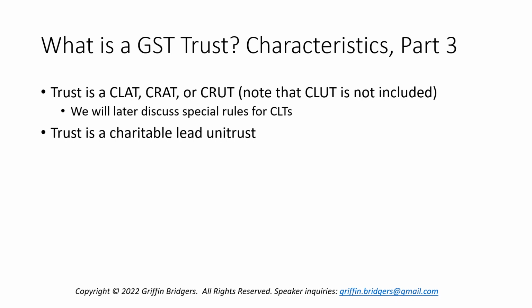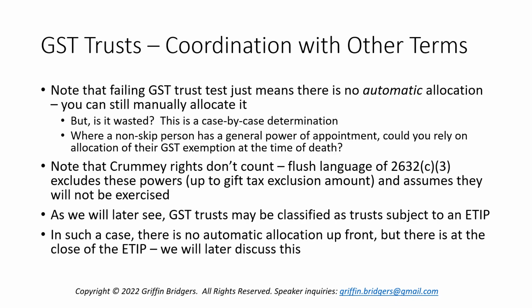We'll later discuss some special rules for charitable lead trusts in general, but it's interesting that the charitable lead unit trust is not included in that exception, but if you go to the next exception in the code, it really describes in that next one essentially a charitable lead unit trust. Now, we'll talk about charitable lead unit trusts in general later, like I mentioned, but having tabled those for now, those are the general characteristics that if a trust has those, it will not be treated as a GST trust.